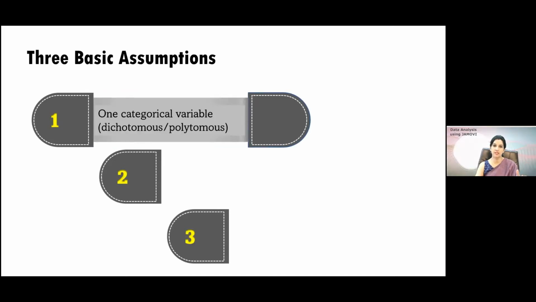The first assumption is there is only one categorical variable. This categorical variable can be dichotomous, that means it has two categories like gender, male and female, or maybe cardiovascular disease, present or absent, or maybe students' passing status, fail or pass, or it can be polytomous. Maybe like if you want to compare the grades, like first division, second division, third division, or if you want to see the severity, mild, moderate, and severe.